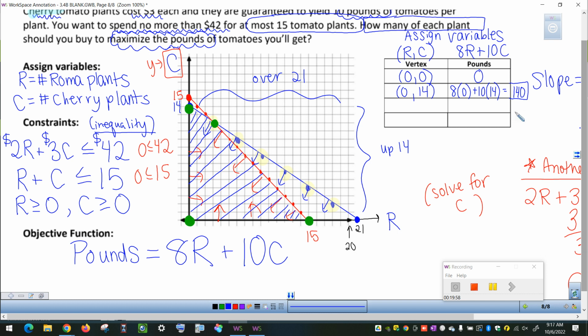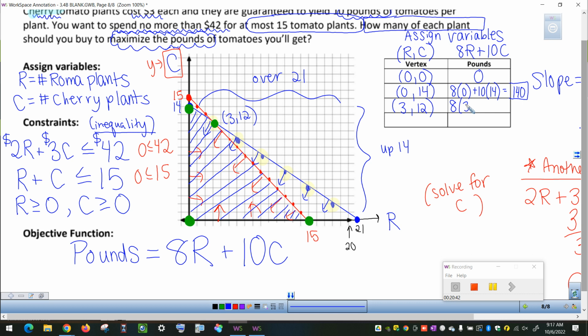Now, the next vertex is going to be very easy for us to get, even though it's in the middle part of our graph. We were so careful in drawing our lines in, and we were very careful to use our slope to get exact points. We can look straight down here and see, okay, that's 3 Roma plants. And then over here, on this side, that's 12 cherry plants. So we're just getting the coordinates of the point by looking at where it is on the graph. So that's 3, 12, but I'm going to actually transfer it over here.